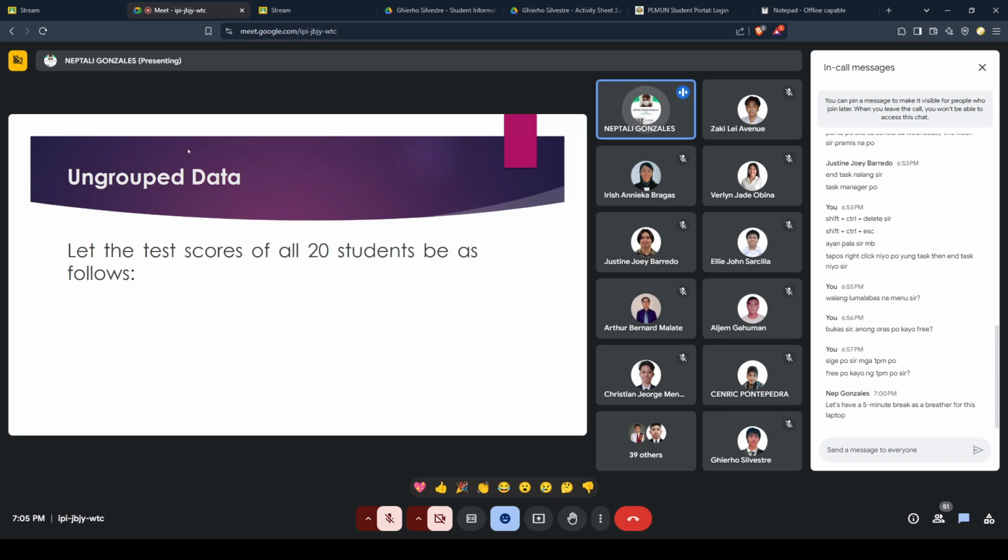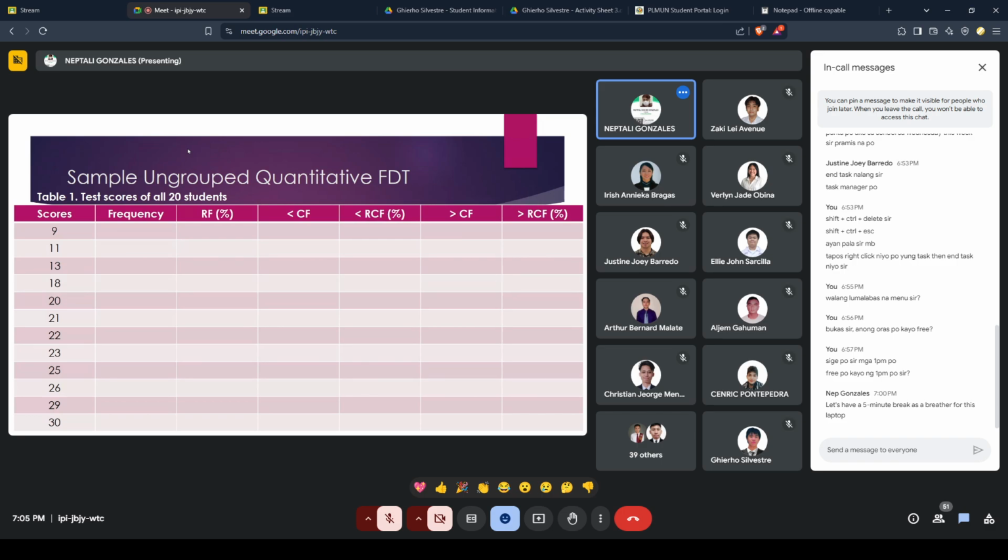So let the test scores of all 20 students be as follows: 23, 26, 11, 18, up to 25, 26, 26. So the following are the test scores. So it's very easy to write the ungrouped quantitative FDT. So again, write the table title. No need to compute for the range, no need to compute for the class size, and no need to compute for the number of classes.